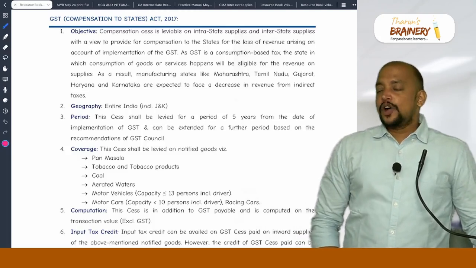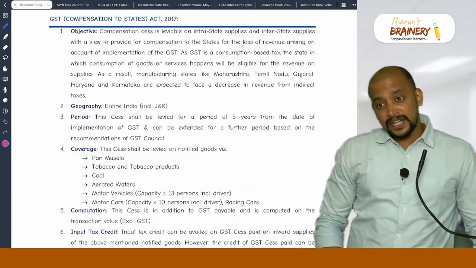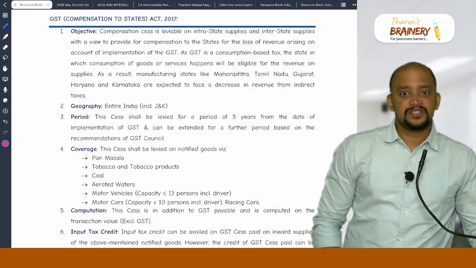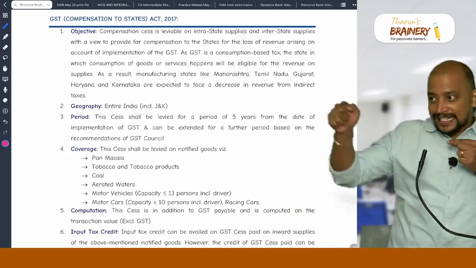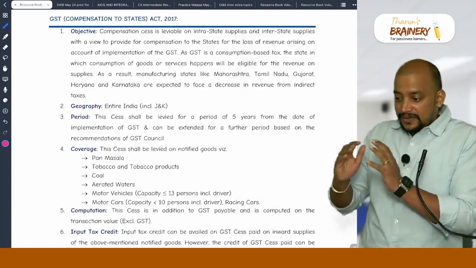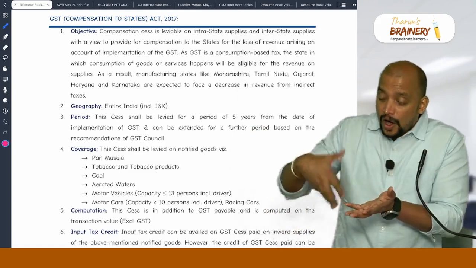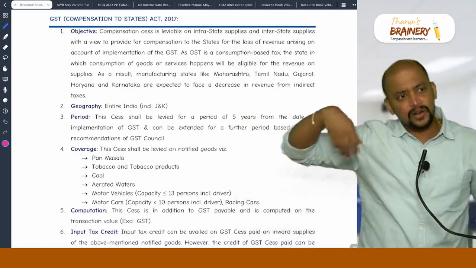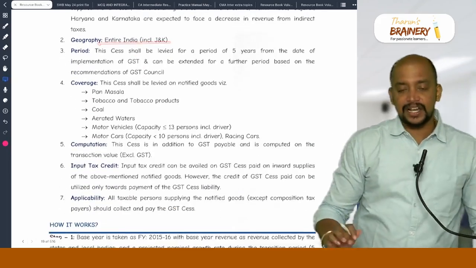And is this compensation cess levied only in those states where they want to give compensation, or is it levied across the country? Across the country. See, compensation cess is to compensate the states for loss to the state. Now, is it levied only on the people in that state or across the country? Across the country. So the applicability is the entire country including Jammu and Kashmir.